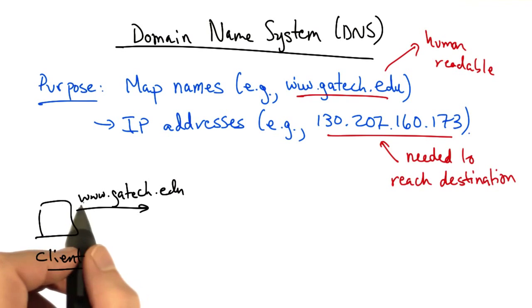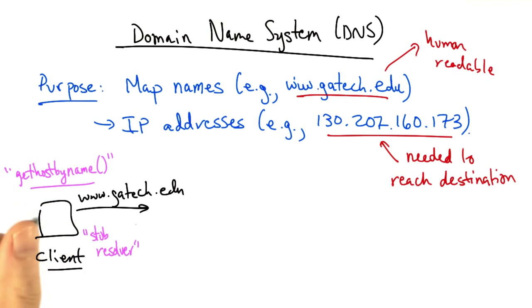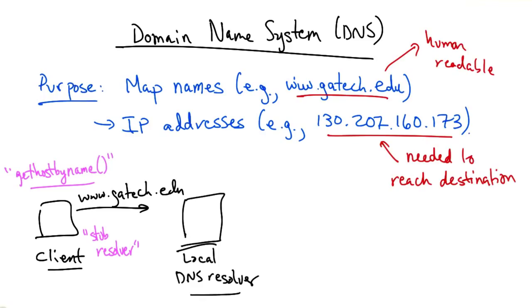A client might want to look up a domain name such as www.gatech.edu. A networked application's source code might do so by invoking a function such as getHostByName, which takes as an argument a domain name and returns an IP address. The client typically has what's called a Stub Resolver, and that Stub Resolver takes that name and issues a query. The Stub Resolver might have cached the answer, or the IP address corresponding to this name, but if not, the query is sent to what's called a local DNS resolver.